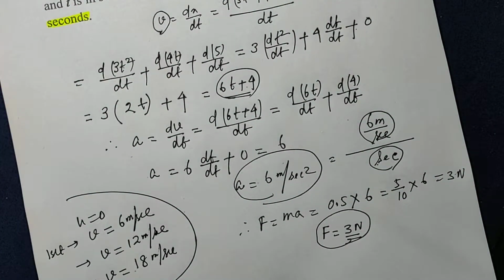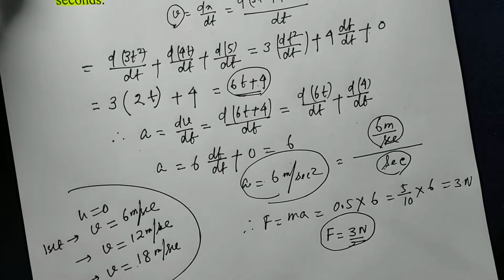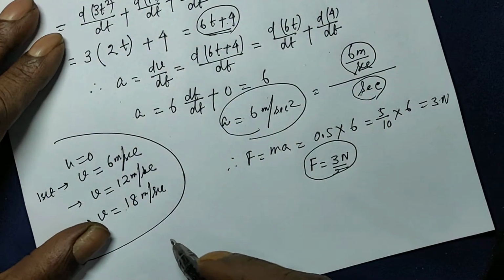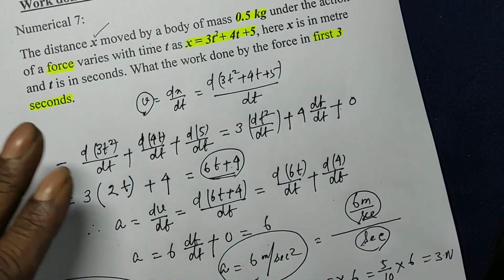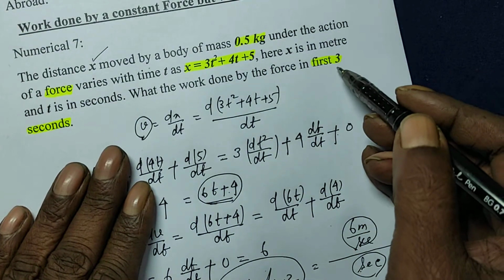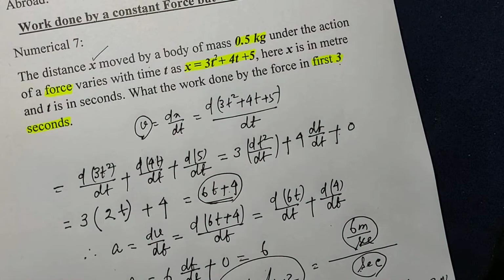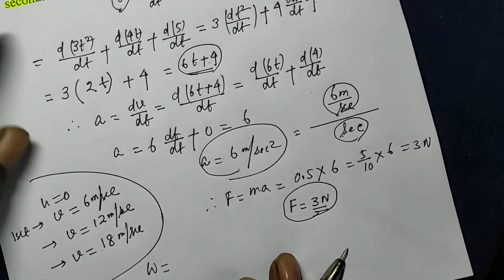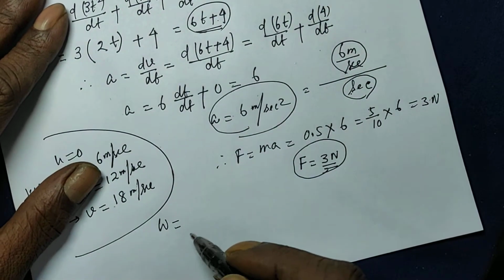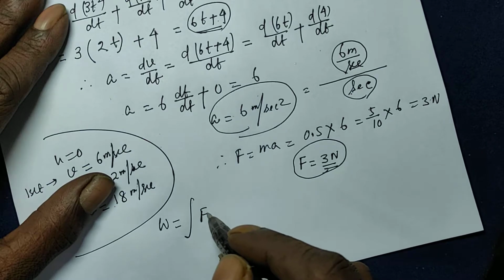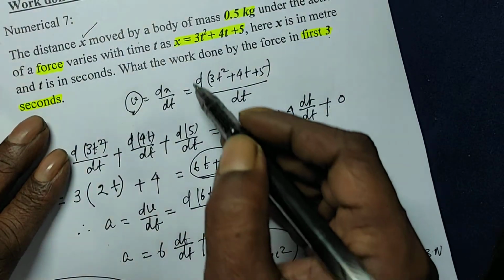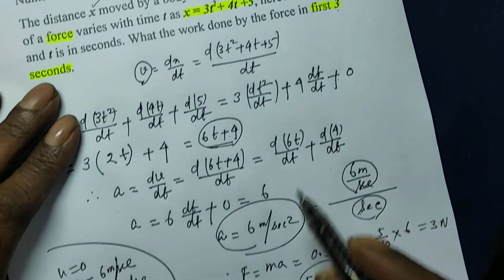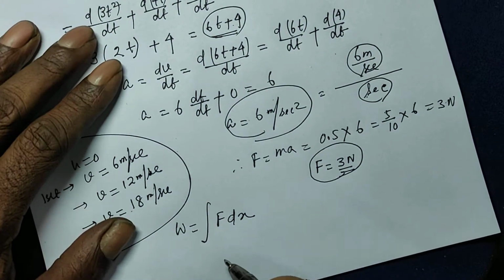constant. Now then what we have to do to find the work done? Therefore the work done will be, since it has asked to find the work done in the first 3 seconds, means there is a limit of integration from t is equal to 0 to t is equal to 3. So your w will be equal to integration of f dx. Because the displacement is given in x, so I have to write f dx.